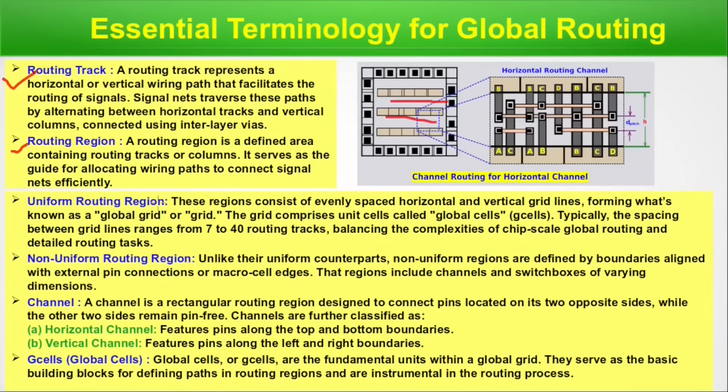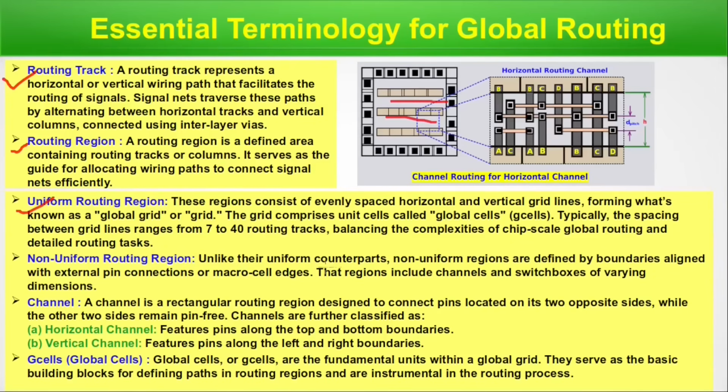Now, uniform routing region. This region consists of evenly spaced horizontal and vertical grid lines forming what is known as the global grid. The grid comprises unit cells called global cells or G cells. Typically, the spacing between grid lines ranges from 7 to 40 routing tracks, balancing the complexities of chip-scale global routing and detailed routing tasks.